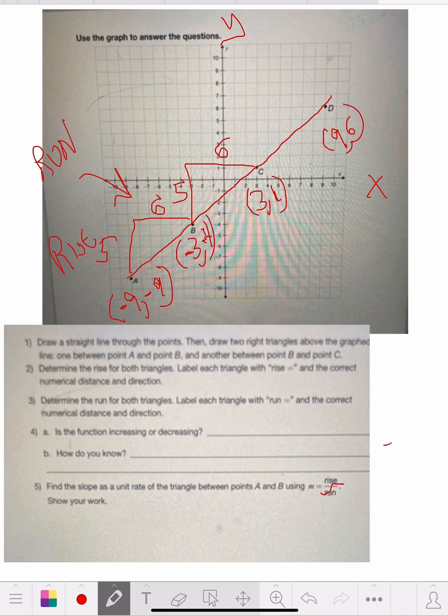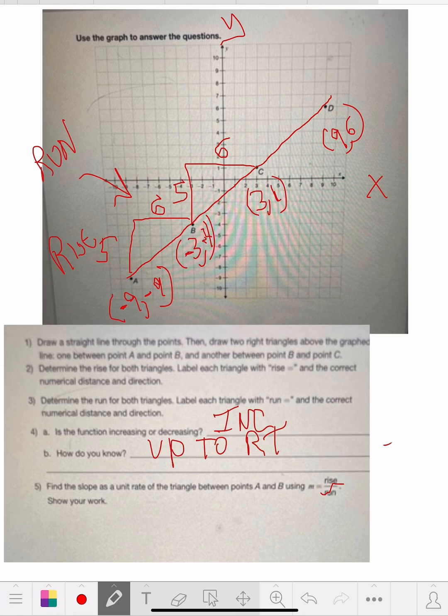The rise is how many going up. The run is how many going right to left. So that's how you do it. Now, is this function increasing? I'm just going to write I and C, increasing. How do you know? It's going to the positive numbers, it's going up to the right.